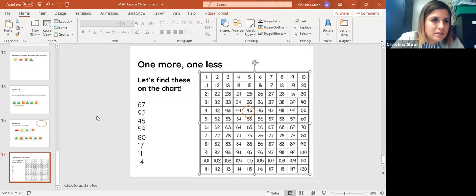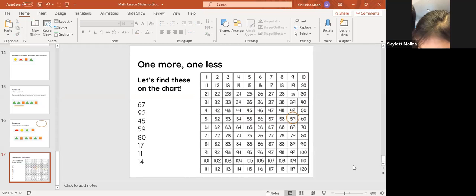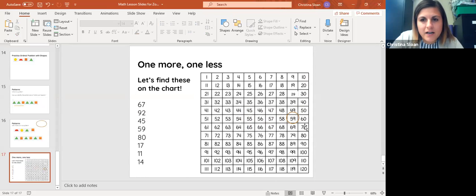Let's see. Skylight, can you help me with the next one? So now we are going to look at the number 59. What's one more than 59? One after 59. No, one more. We're going to the right. We're going up.